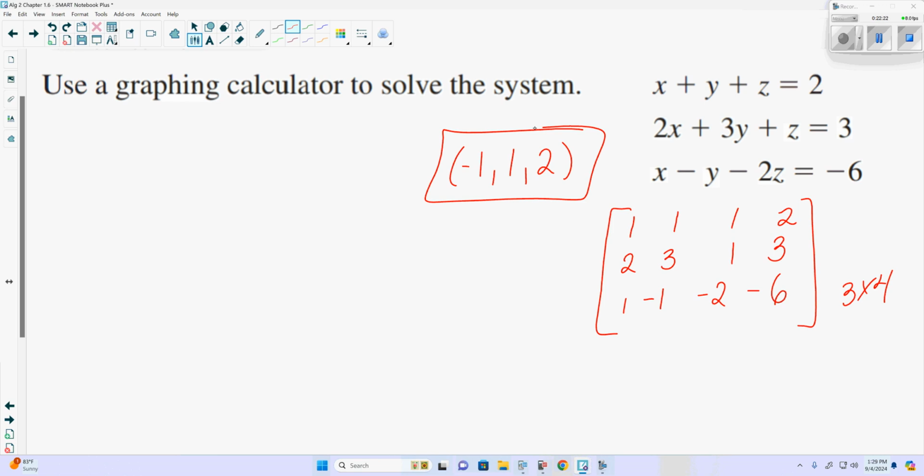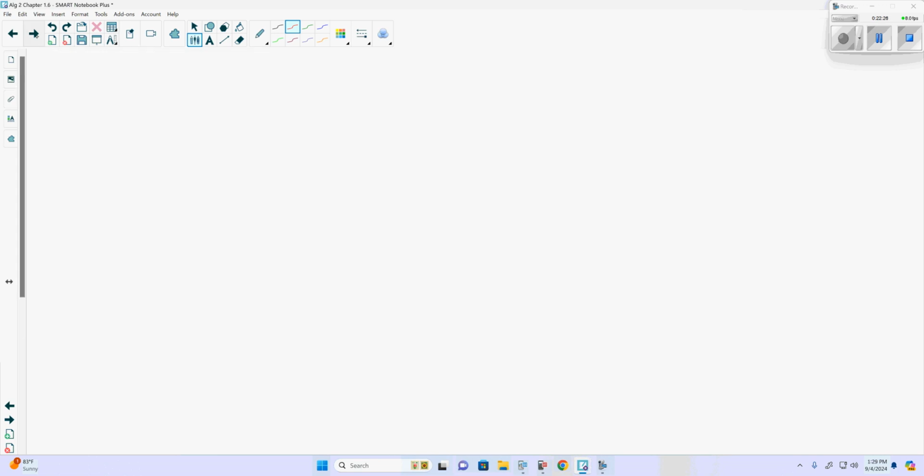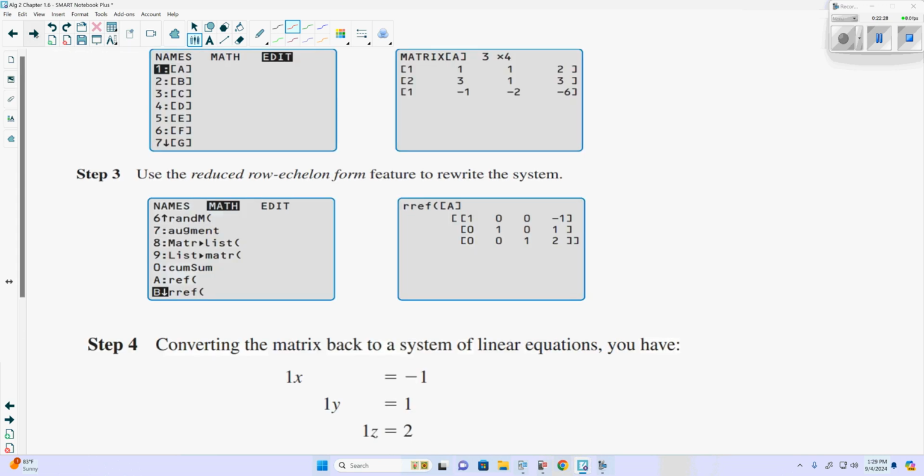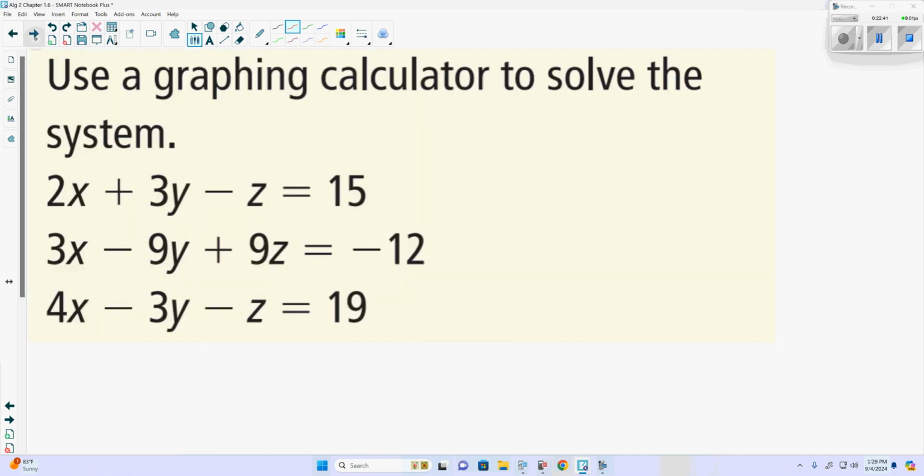Questions on this here? I do have all the steps written out included in your note sheet right there. It's kind of a simplified version of it, but it is there. We ready to do another one of these? All right.